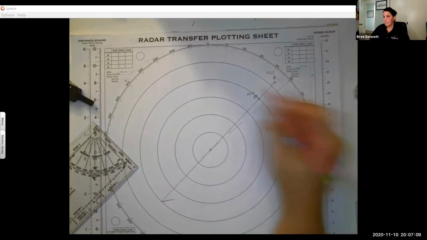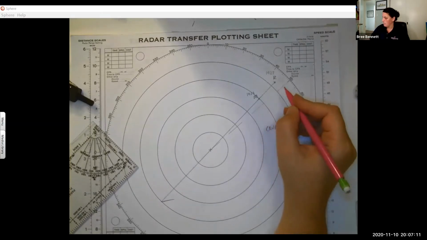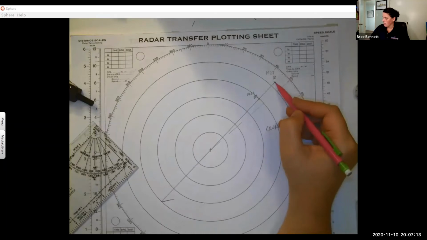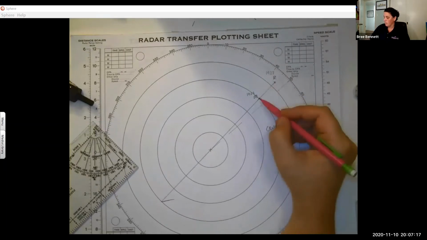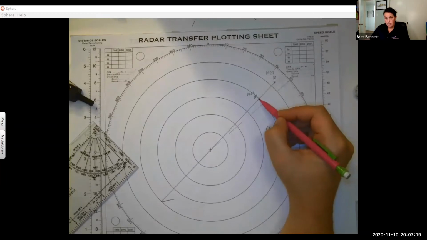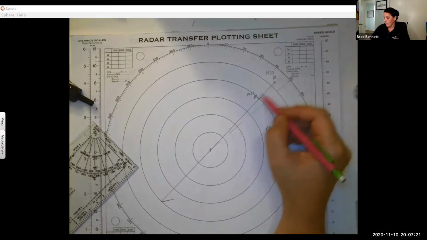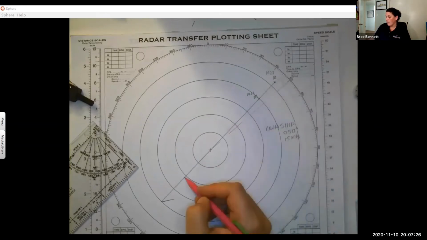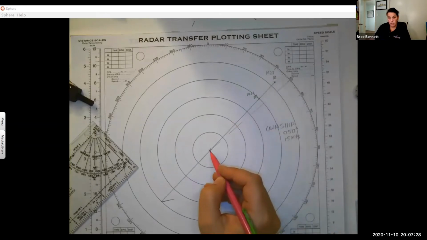I'm going to wait a second, let you guys catch up a minute. So we have our R, the first one that we spotted. 6 minutes later, we plotted our M. We connected our R to M. So if nobody changes course and speed, we have a CPA of 0.